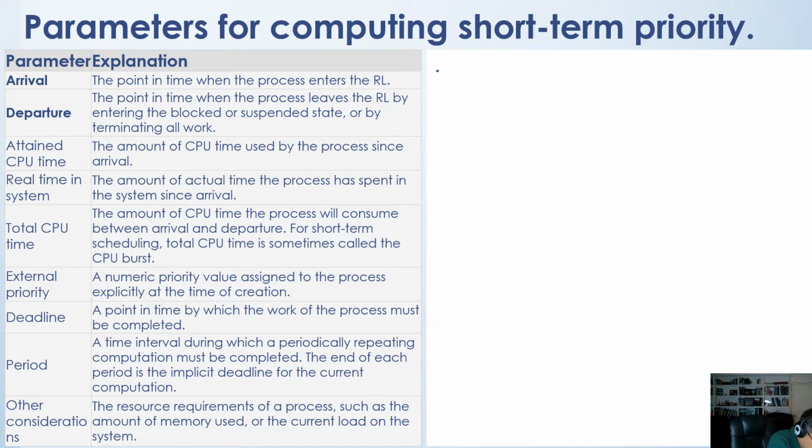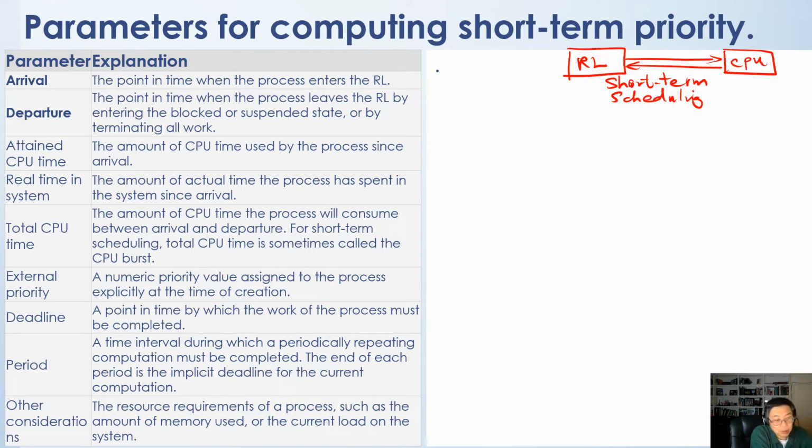So we have learned that for all the processes in the ready list, the short-term scheduling should be used to determine which process should be selected to run. So which process should be put in the CPU. Or the short-term scheduling also determines which process should be removed from the CPU and put back to the ready list. Okay, so the short-term scheduling algorithm is going to use the priority of each process to make such a decision.